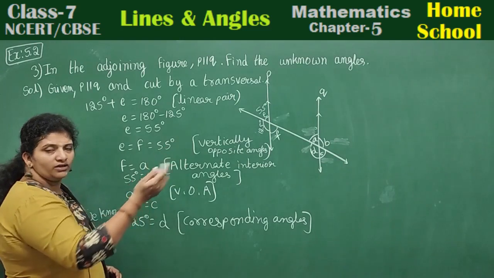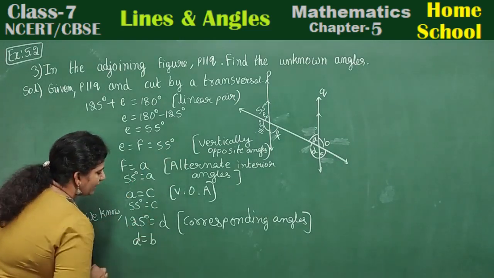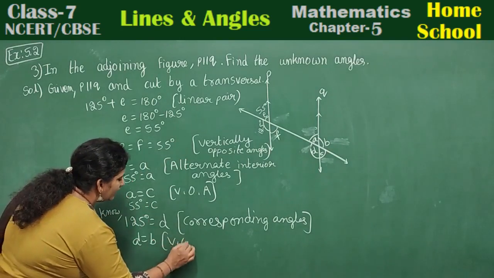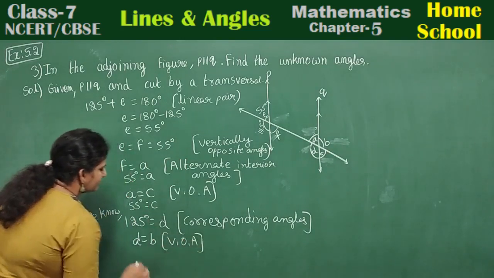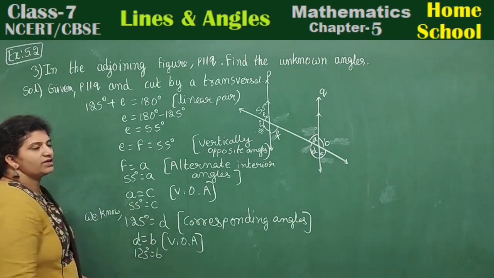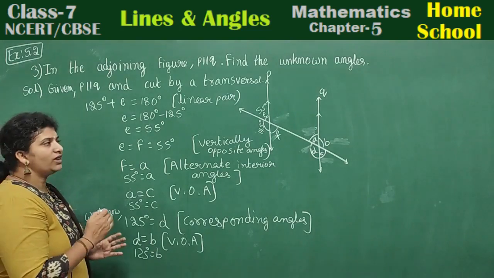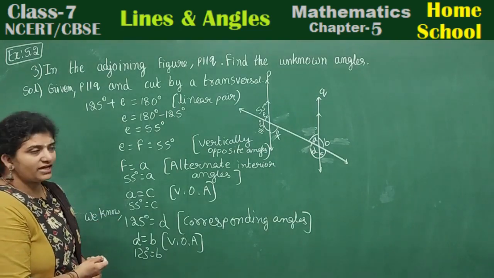Now D I got. Can't you find B? It is very easy. D is equal to B, I will say. That is vertically opposite angles. D is 125. Therefore, B is also equal to 125 degree. Finally, you can say here which angles are equal.